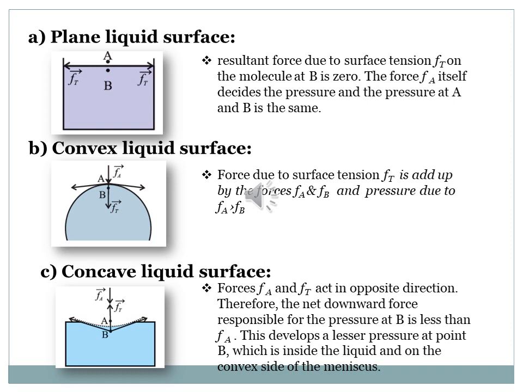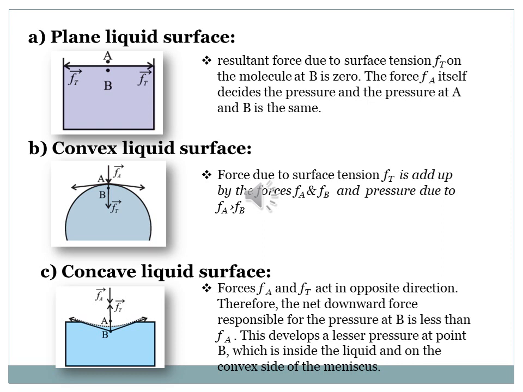Now the second is the convex liquid surface. What will happen in this case? You can see in the diagram. B point, A point, and the force acting on A is Fa, the force acting on B is Ft or Fb, you can say. What happens in this case? Ft should be added up by the two forces. Ft, which is the force by surface tension, should be added up by the two forces because both, that means Fa and Fb, are directed in the same direction. So they should be added.